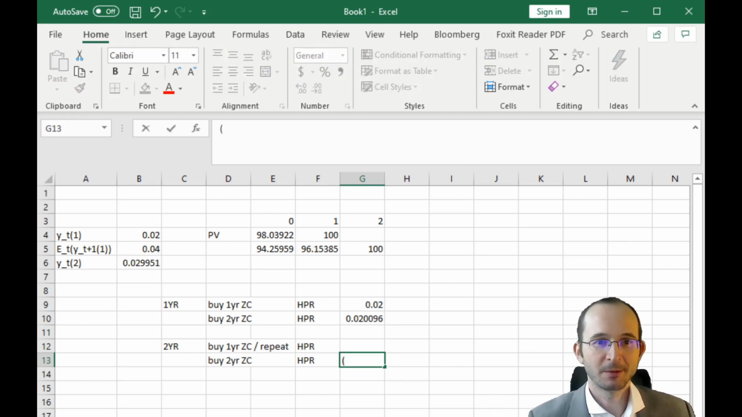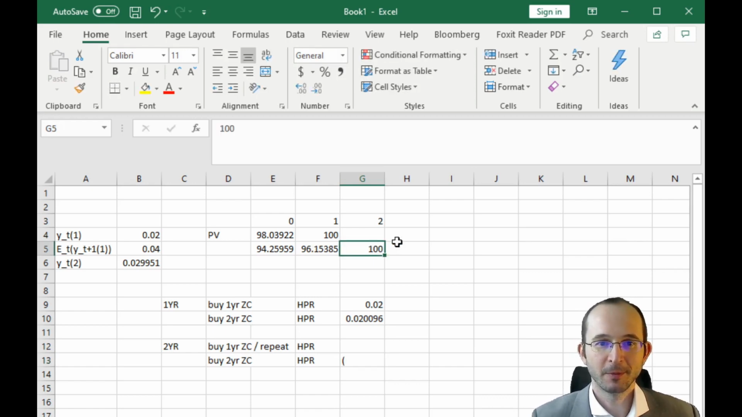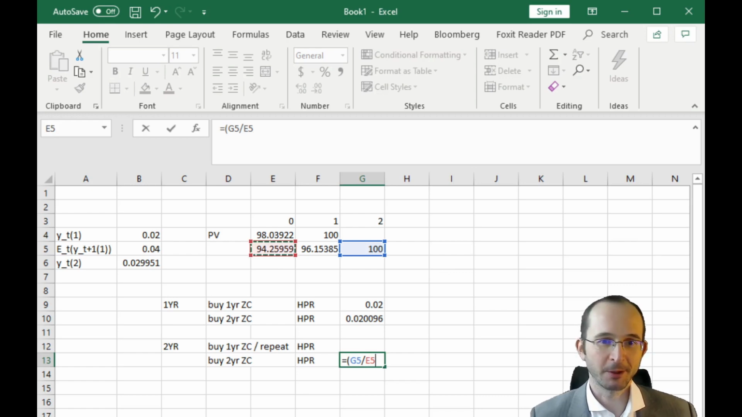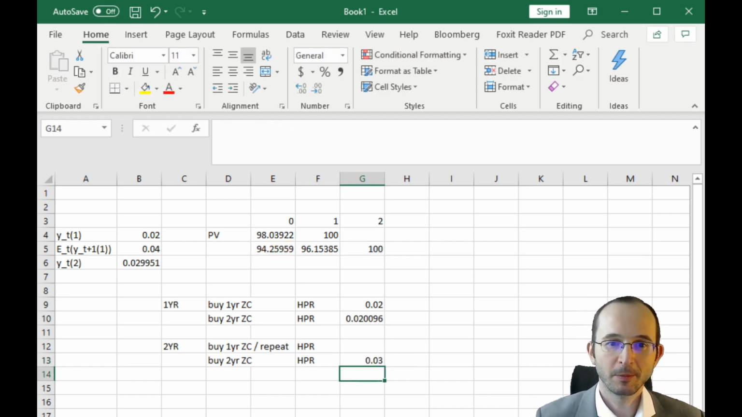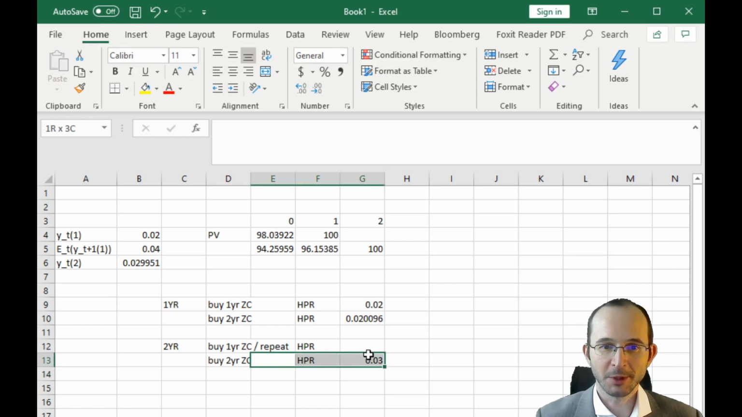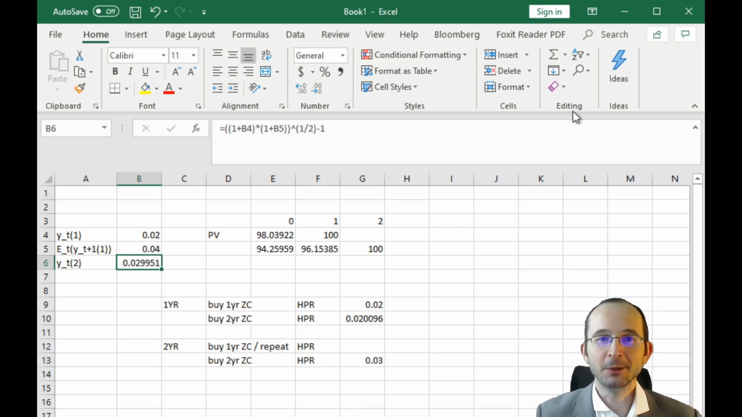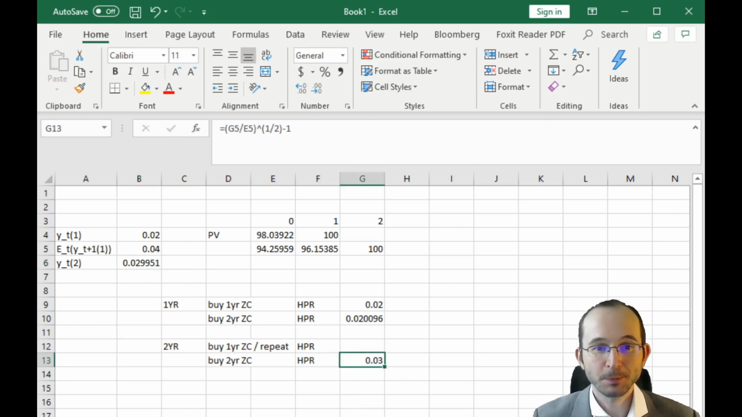Well, remember, you start, or I guess you end with the face value. You began with its present value, but you held for 2 years. So let's actually take that to the power of 1/2 to account for 2 periods of compounding. Subtract 1. And indeed, our holding period return per year is 3%, which is what we would expect, because that is the yield to maturity on the 2-year zero coupon under the expectations hypothesis.